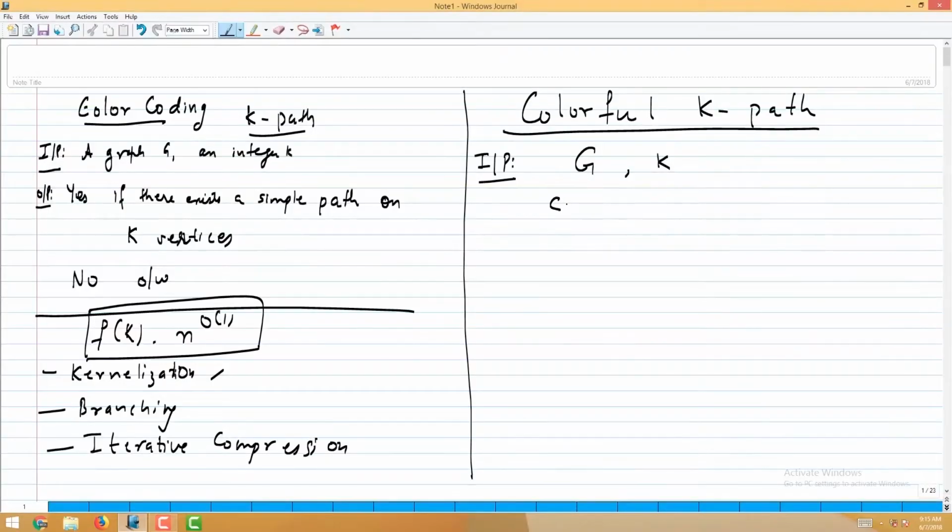So this is the input that we get, a colored graph. Okay. So formally, what is a colored graph? It's a graph G together with a coloring function C. So what is this coloring function?